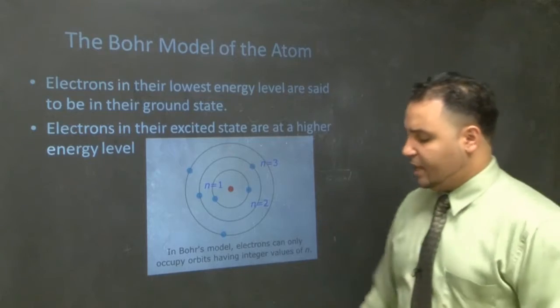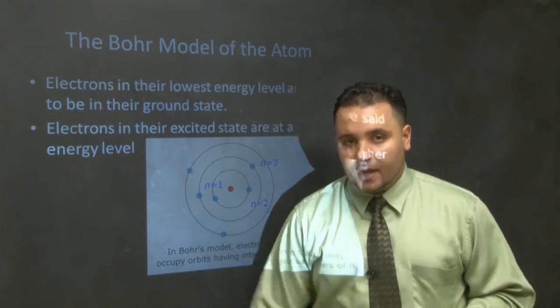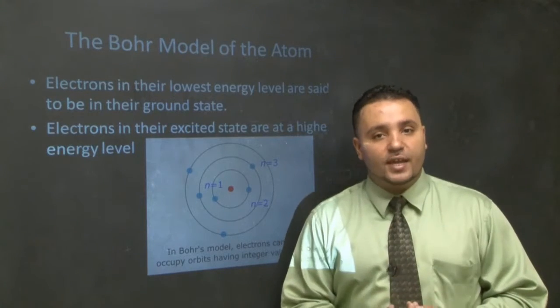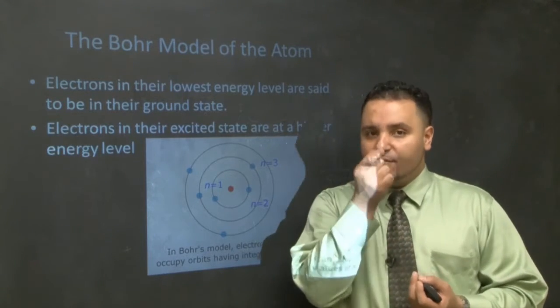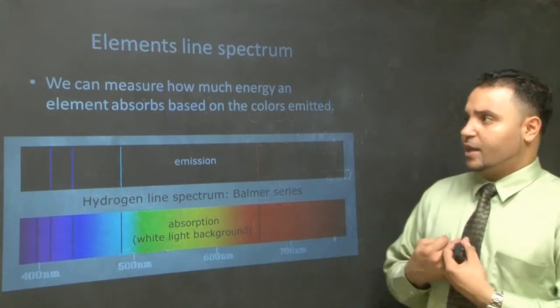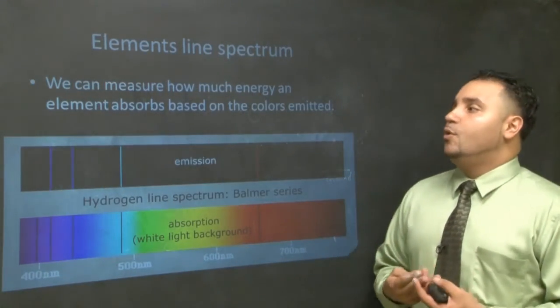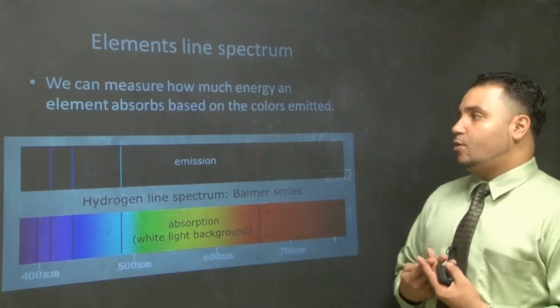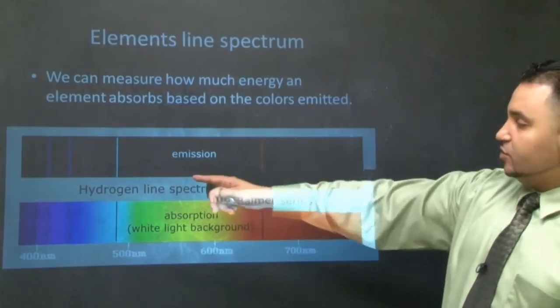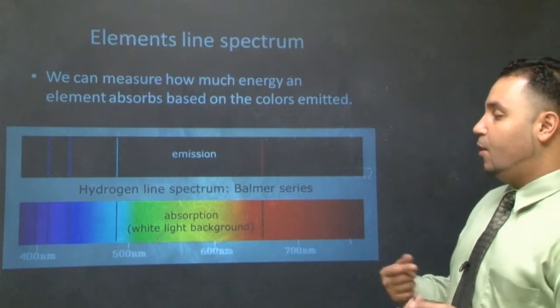The Bohr model of the atom gives us line spectra that we should know, because the light that's emitted could come in different wavelengths, and we can measure that, because for every single element, it's unique. They have a different line spectrum. So this comes from the Bohr model. We can measure how much energy an element absorbs based on the colors that it emits. And this one, for example, is the hydrogen line spectrum. They call this the Balmer series.